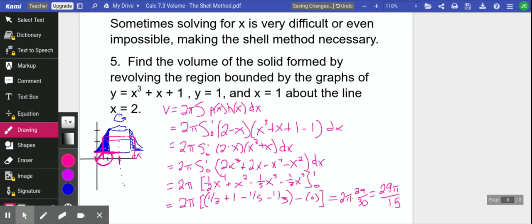So that is the shell method. So now you have 2 different methods you can use for finding volumes. And like I said, which one you use depends on what the problem is better suited for.